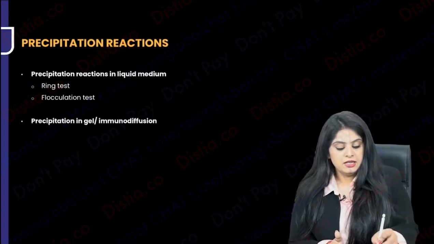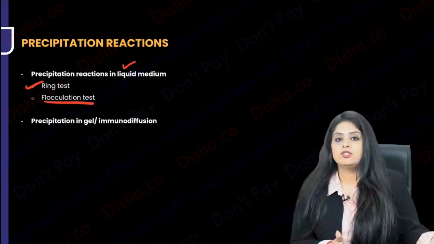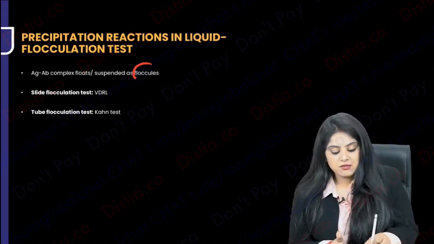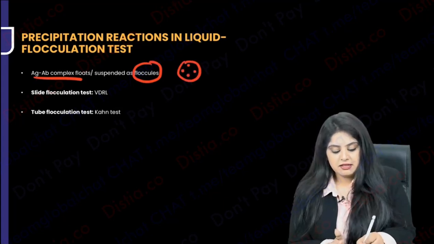Now what have we done? In liquid media, I have already finished the ring test. I'm going to go on to the flocculation test. So what are the flocculation tests that you have to know? Now instead of making a ring, whatever antigen and antibody form will basically form a floccule.